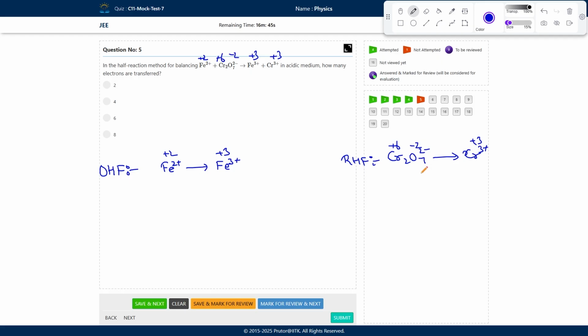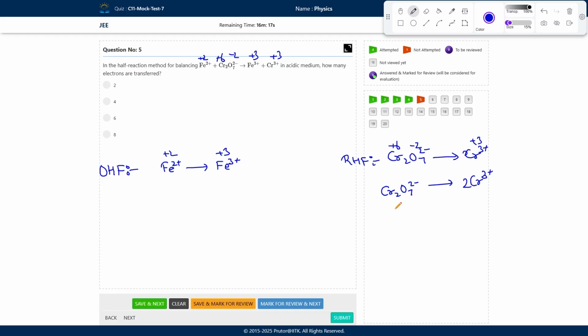Now we need to balance all other atoms except oxygen and hydrogen. So in iron we don't have any oxygen and hydrogen, and iron is already balanced. What about chromium? So here we multiply Cr3+ with 2. So Cr2O7 2- goes to 2Cr3+. What is the next step?